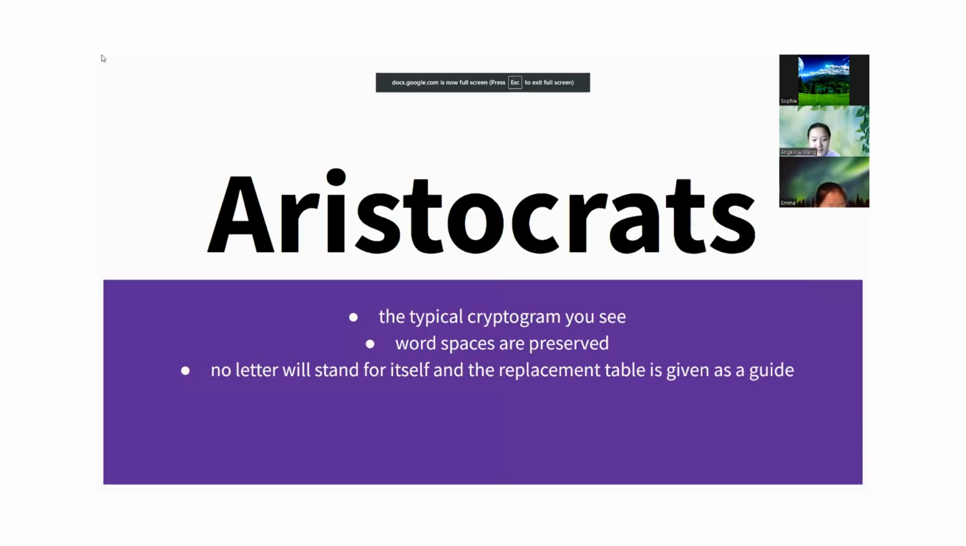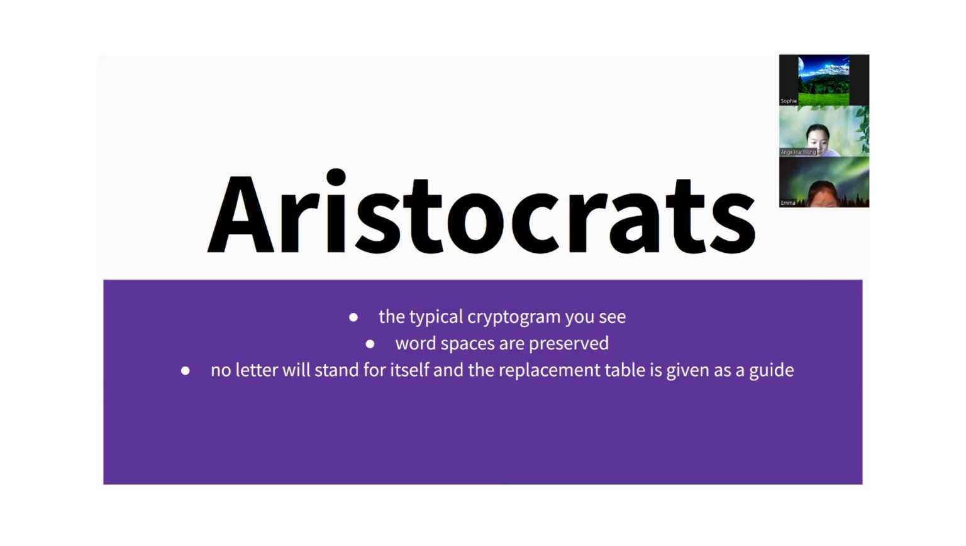Okay, aristocrats, my favorite. This is a typical cryptogram or cipher problem that you'll end up seeing, both in your everyday life as well as on the actual test. The good thing about aristocrats is that the words themselves are preserved. So if your word in English has two letters and a space, then your word in ciphertext also has two letters and a space. It makes it easier to solve aristocrats in comparison to other ciphers where word spaces aren't preserved and they change it around.